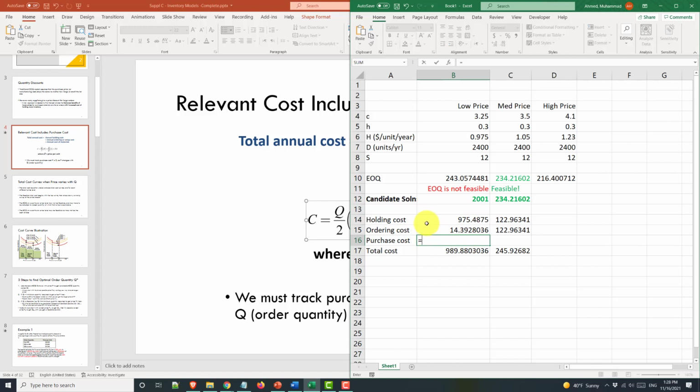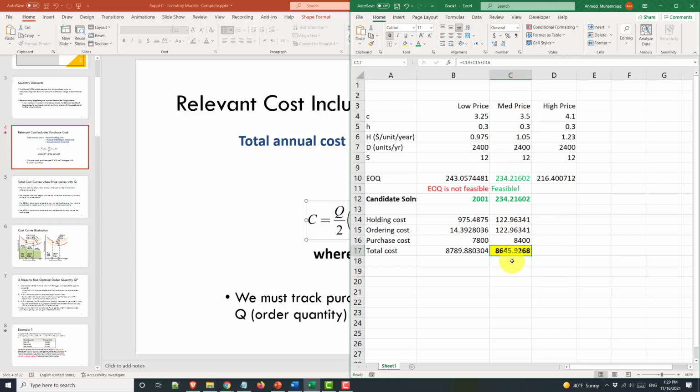And then purchase cost is just going to be the price times how many units you buy. Well, you're going to buy the 2,400 units because that's your demand. And so that's the purchase or procurement cost. Okay, so your total cost is this and this. So 8789 is bigger than 8645. So you always go with the smaller number. And then this is your final answer, that your optimal solution is 216 as the quantity to order at a price of 3.5 for an annual total cost of this much.